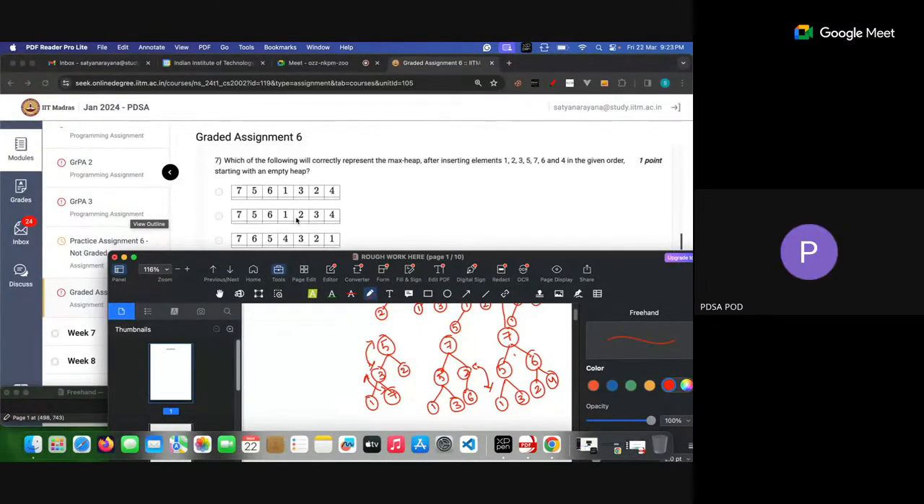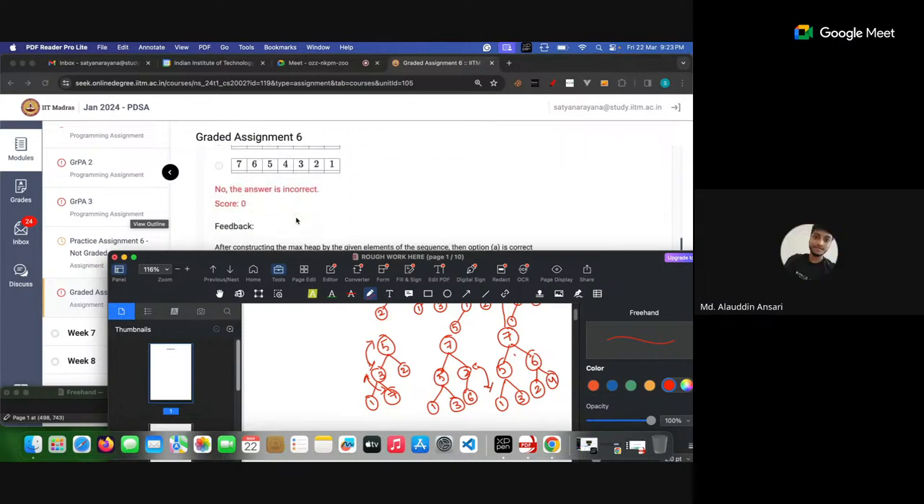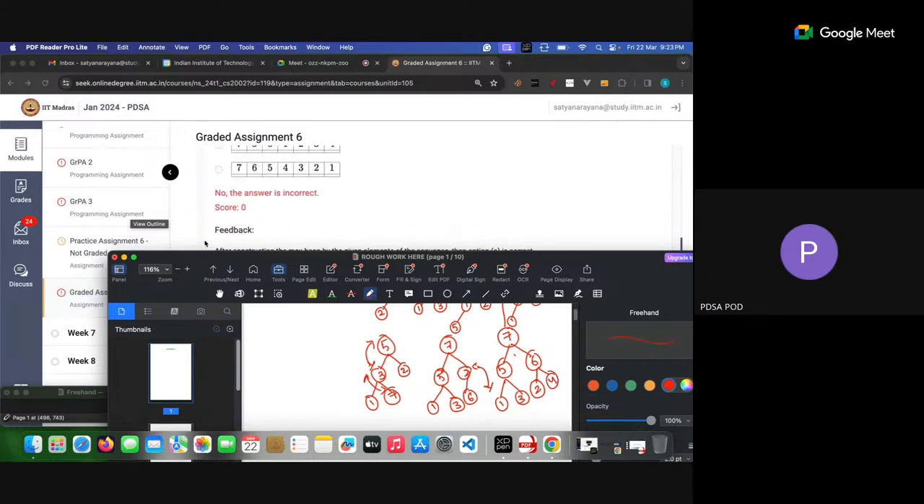7, 5 is matching for 2 options. Then 6 is okay. Then 1 is okay. 1 after the 2 is considered. But 3 is the right choice. First option is the right choice. Hope you got it. Yes, I got it, sir. But by the insertion method, option A answer will be correct.